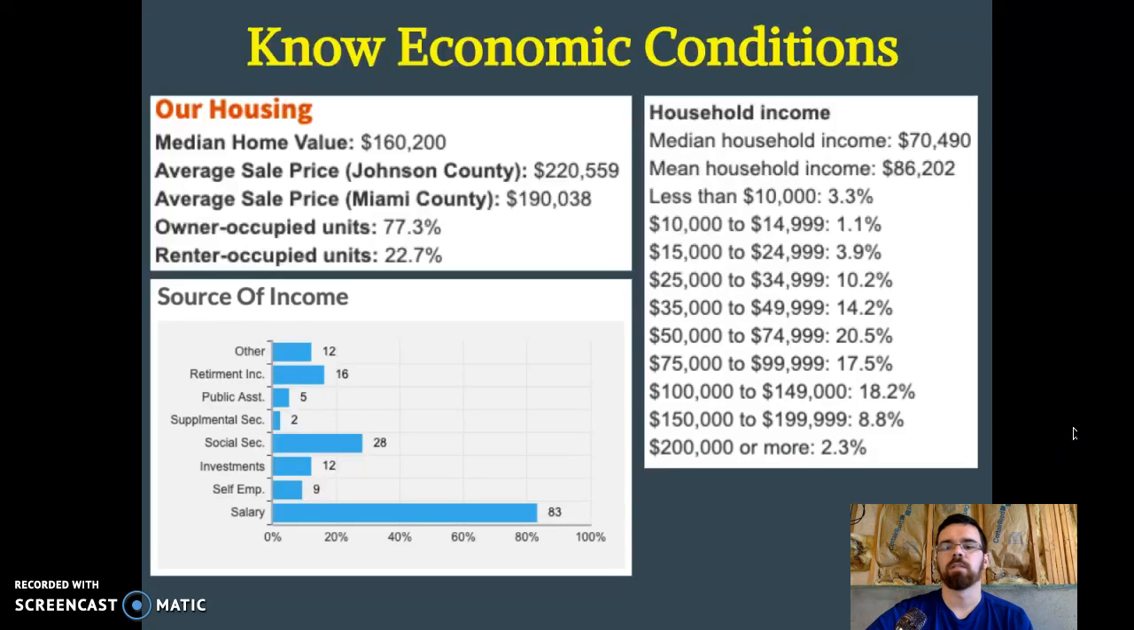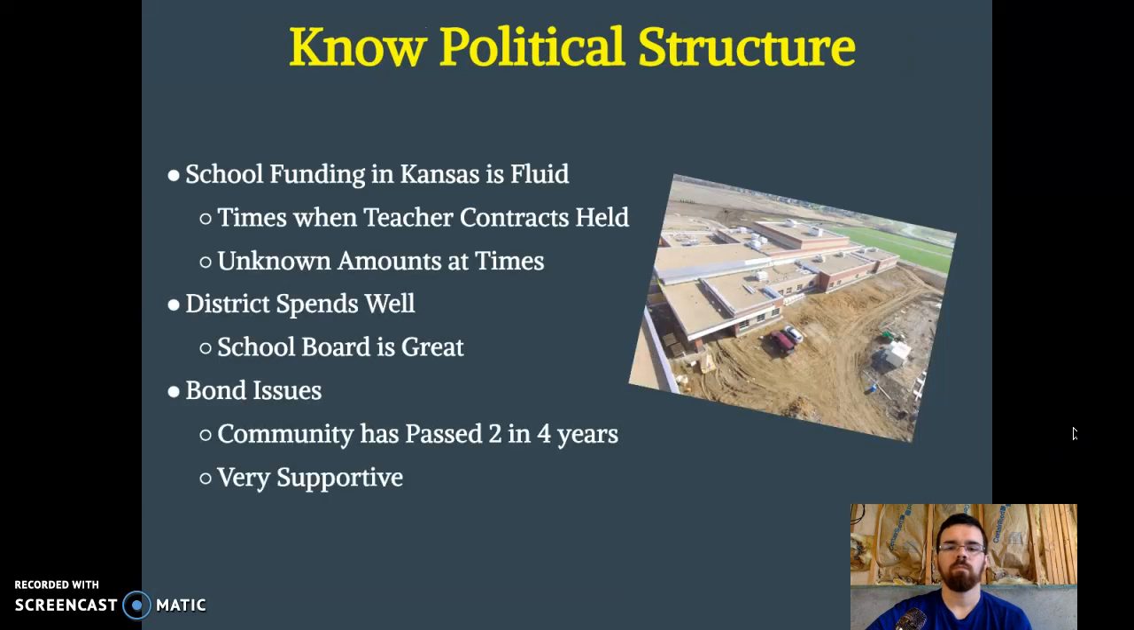Median household income is $70,000. I actually think a more modern figure is a little bit higher than that. And you can see that most people are salary employees with 83%, but you can read the rest of those for yourself. Political structure. School funding in Kansas is very fluid.